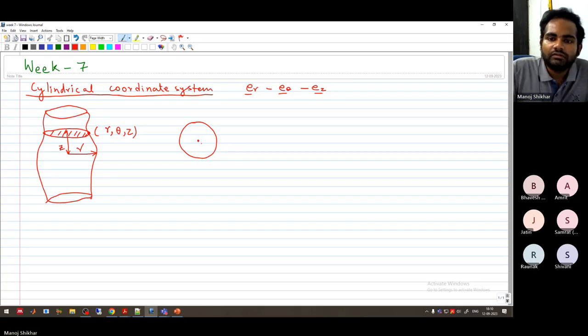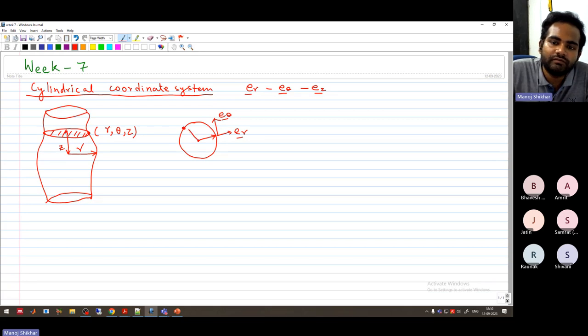In this, the basis e_r is in the radial direction and e_theta is taken at 90 degrees from e_r. So this is the direction of e_theta. Suppose I take this point here; the direction of e_r will be this, and this will be the direction of e_theta. And e_z will be in the direction of positive z. So this is the direction of e_z.